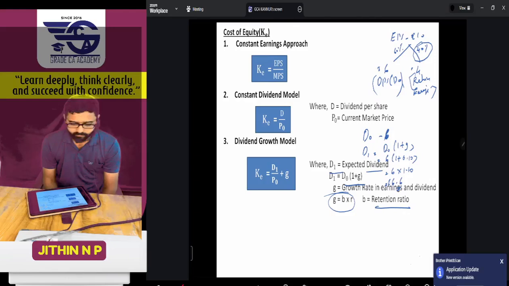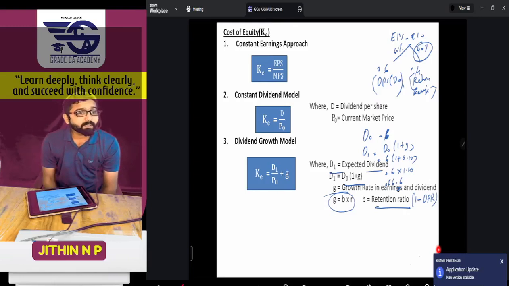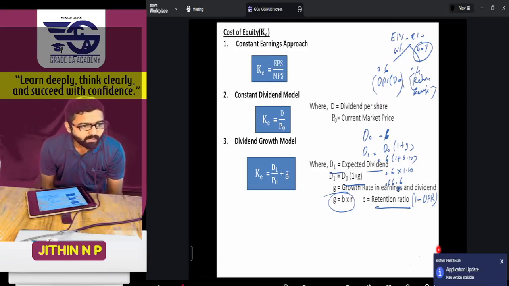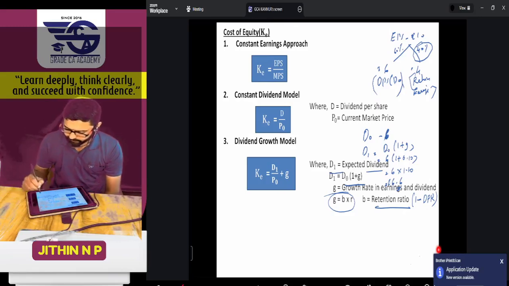How to find out the retention ratio? 1 minus the dividend payout ratio. The dividend payout ratio is 60%. 1 minus 60% is 40%. Clear? 1 minus 0.60, 0.40 is the retention ratio. So we got the retention ratio as 40% or 0.40.